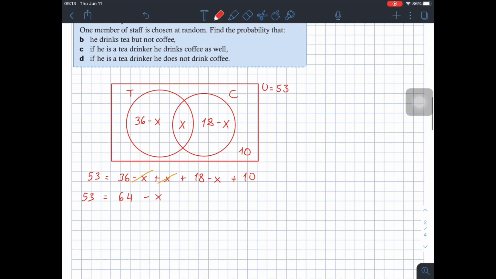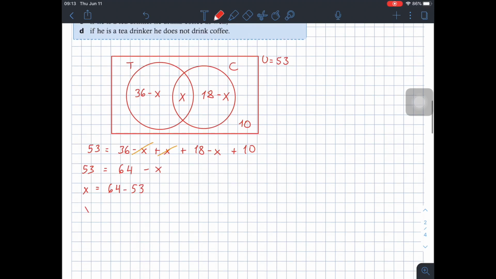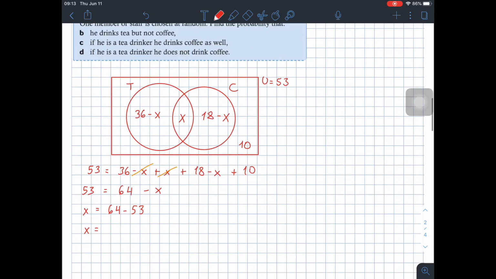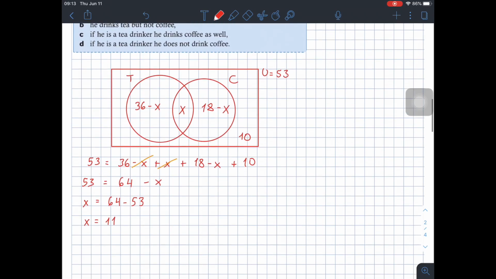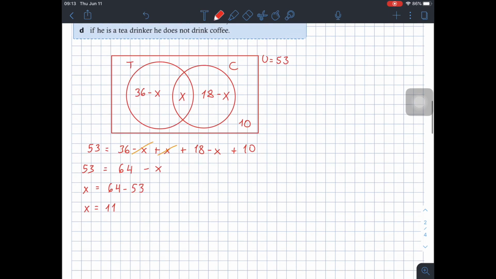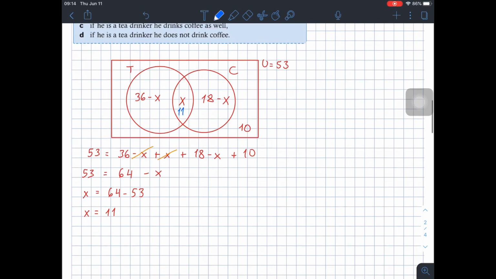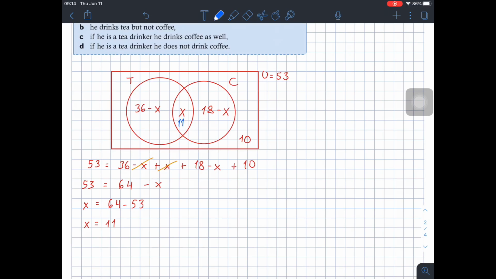So if we solve for x, we take the x to the other side. So this is 64 minus 53. So x is equal to 11. Once we have our value of x, we can rewrite all of our terms. We know that this is 11. So tea only would be 36 minus 11, which is 25. And then coffee only, 18 minus x, is 7.